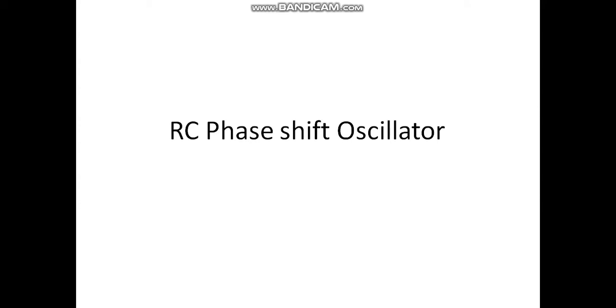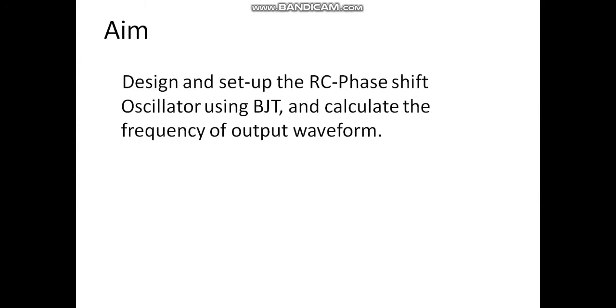So what we require, the aim of the experiment is to design and set up an RC phase shift oscillator using BJT and calculate the frequency of the output waveform. When you design it, you will be designing it for a certain frequency, and you calculate the output waveform frequency and verify the frequencies that have been produced.